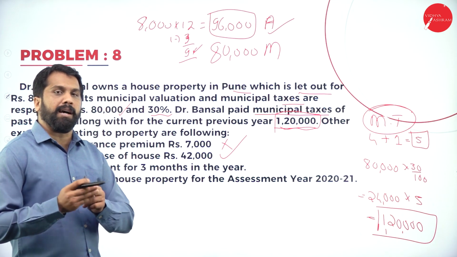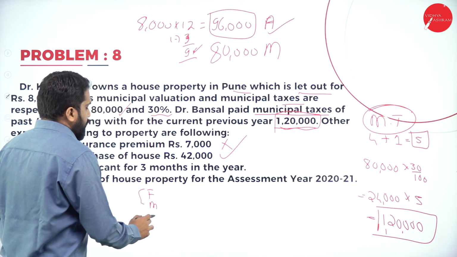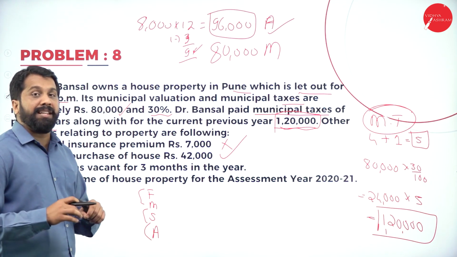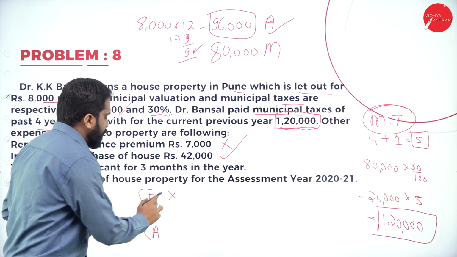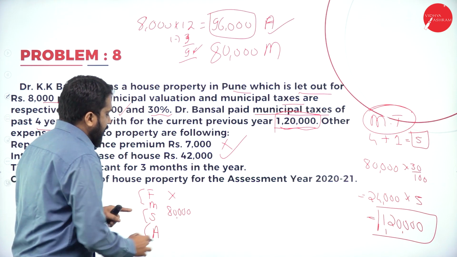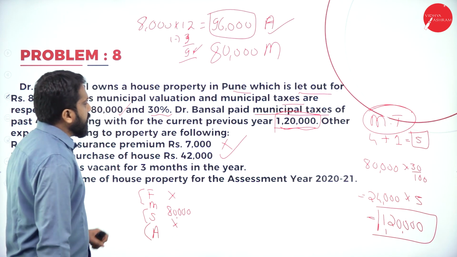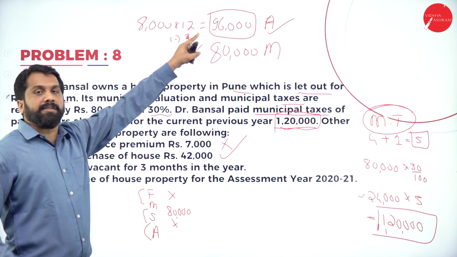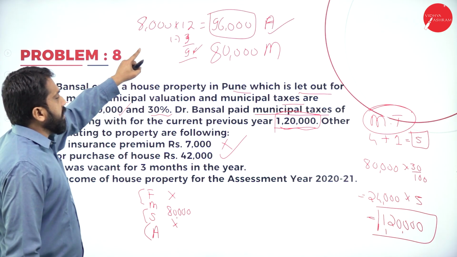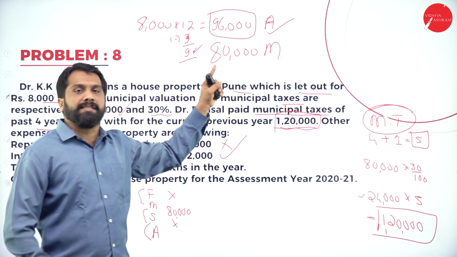Before that, we'll go for our logic. Like, your fair value and municipal value, your standard rent and your actual rent. Fair value in this problem, it is not given. Municipal value, it is given 80,000. Standard rent in this problem, they have not given. Actual rent, they have given 96,000. Forget about your vacant. Vacant will come later, but actually it is 8,000 per month. 8,000 into 12, how much it is? 96. We will consider 96.